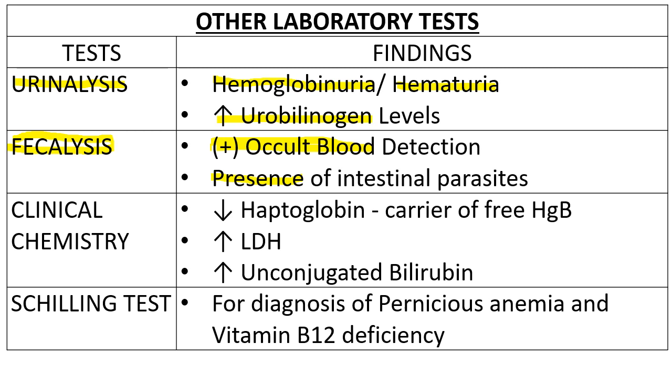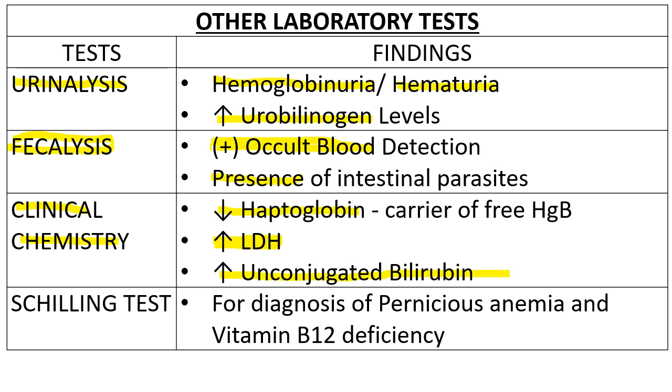Sa CC, anong pwede nating ma-appreciate sa serum studies? You can investigate further for the presence of intravascular hemolysis through the decreased levels of haptoglobin. Recall lang natin, haptoglobin is the transport protein for the free hemoglobin. Okay? Increased LDH. Back in CC, napag-aralan nyo na ang LDH is part of RBC membrane. So, pag nagbe-burst ang RBC, lumalabas din ang LDH. So, increase sila.